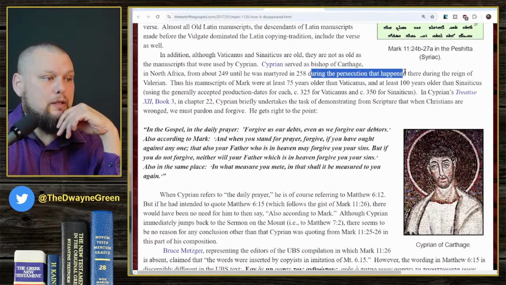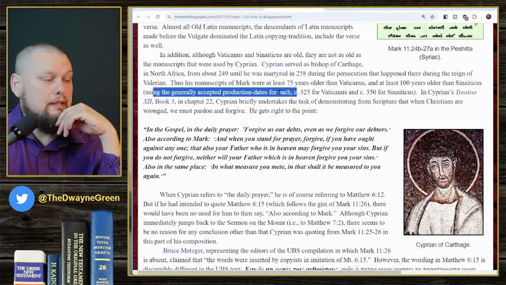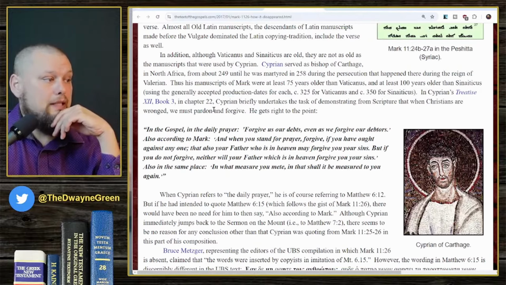Anyway, so 258, during the persecution that happened during the reign of Valerian, thus his manuscript of Mark was at least 75 years older than Vaticanus and at least 100 years older than Sinaiticus, using the generally accepted production dates of 325 and 350. So in Cyprian's Treatise 12, Book 3, chapter 22, Cyprian briefly undertakes the task of demonstrating from the scriptures that when Christians are wronged, we must pardon and forgive.